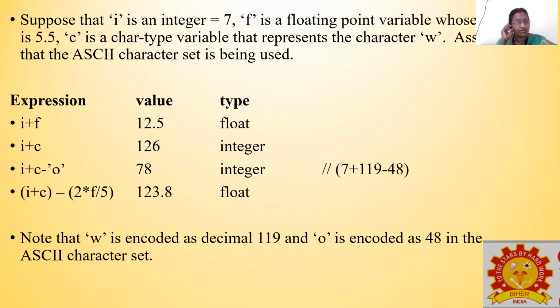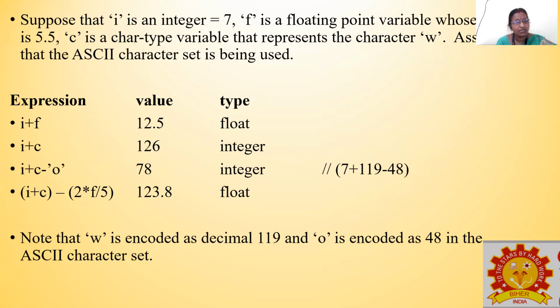What is the I value? The I value is 7. F is 5.5, so 12.5 is nothing but a float. Compared with int and float, float has higher priority, higher precision. Then the second expression, I plus C. I is an integer, C is a character. So what is the C character? That is W. What is the equivalent ASCII value of W? So W is equal to 119. So 119 will be added.